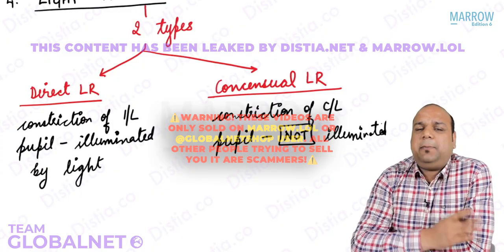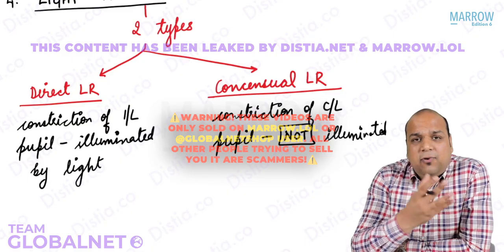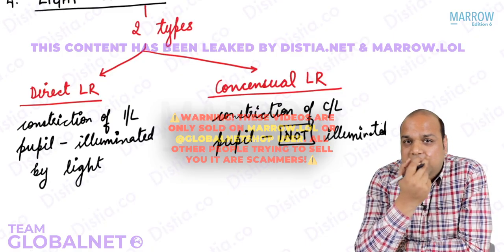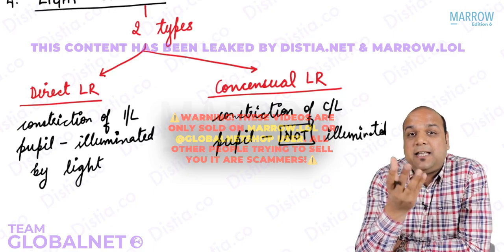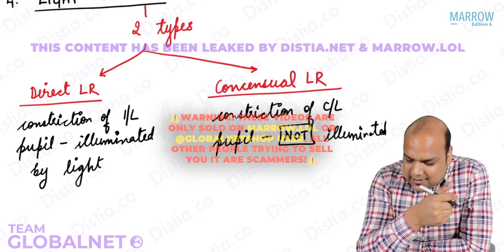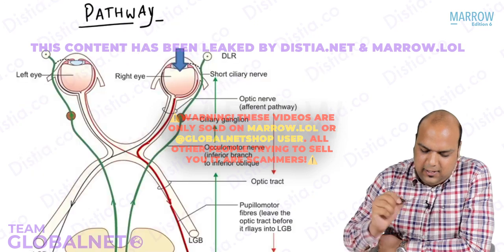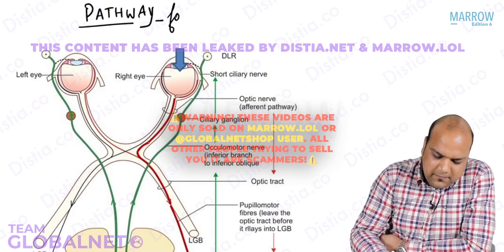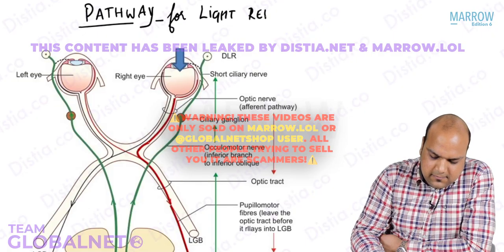But the question which I'm asking myself right now is, why is this occurring? Even though I'm throwing light on one eye, why is the pupil of the other eye, which was in the dark, constricted? So answer that, everybody. Now we look at the pathway. The pathway for light reflex.